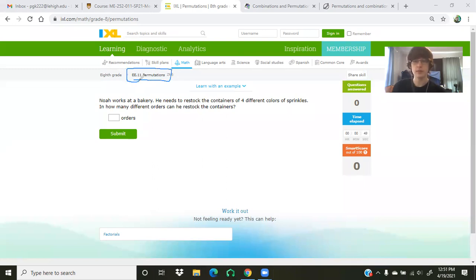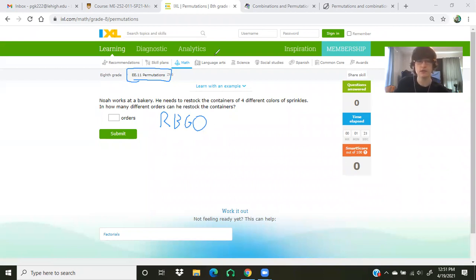But let's start with an example. Okay? Noah works at a bakery. He needs to restock the containers of 4 different colors of sprinkles. How many different orders can he restock the containers? Well, let's just assume the 4 colors are red, blue, green, and how about orange? All right. So how many different ways can we order these things?